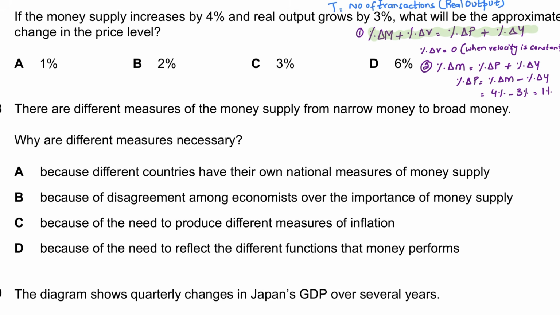Similarly, certain deposits kept in the bank are more long term, where interest is earned as well, while some deposits are short term and more liquid. And because these different forms of money perform different functions of money to different degrees, economists create different measures such as narrow money and broad money.